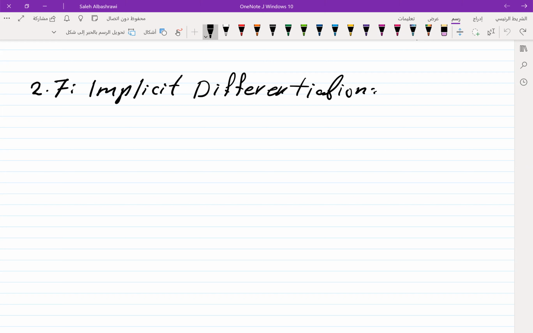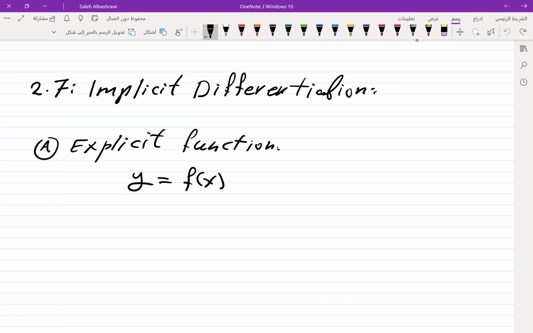For the explicit, the first type we call explicit function. Explicit function is the function that's written as y equal to f of x, where we are keeping the y on one side and all the x variables on the other side. These can be separated: y equal to a function f of x.